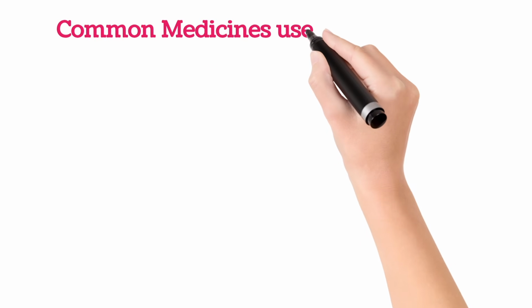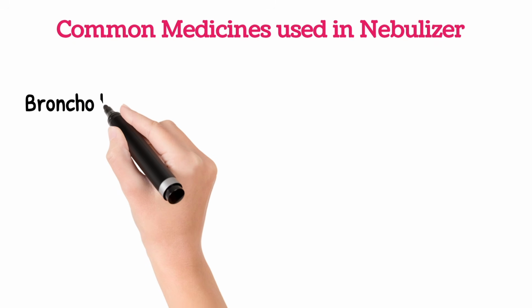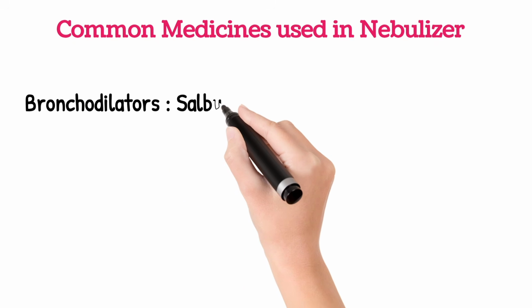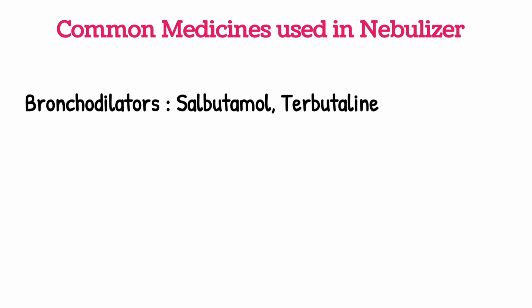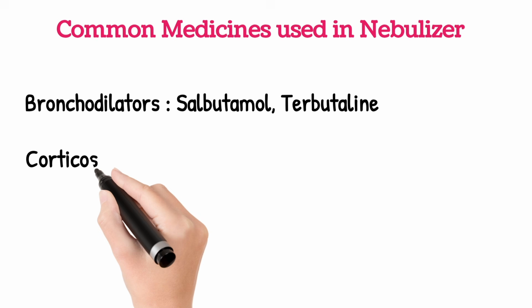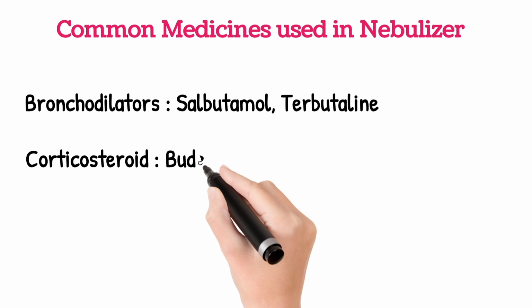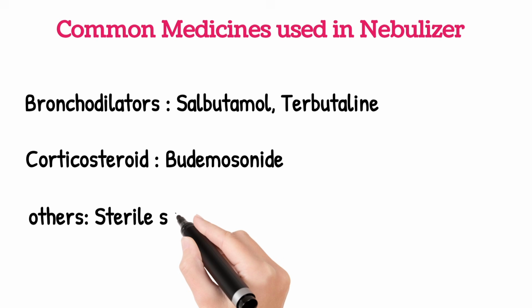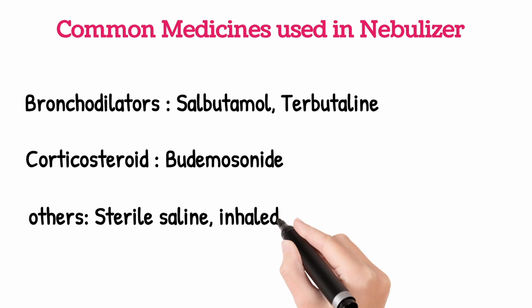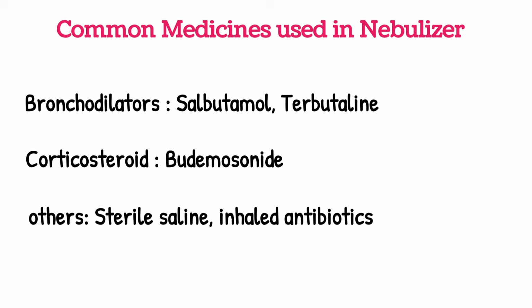In a nebulizer, we can use many medicines like bronchodilators, which dilate the bronchi, such as salbutamol, terbutaline, levalbuterol, etc. Some corticosteroids like budesonide can be used. Other solutions like sterile saline and inhaled antibiotics can also be placed in the nebulizer.